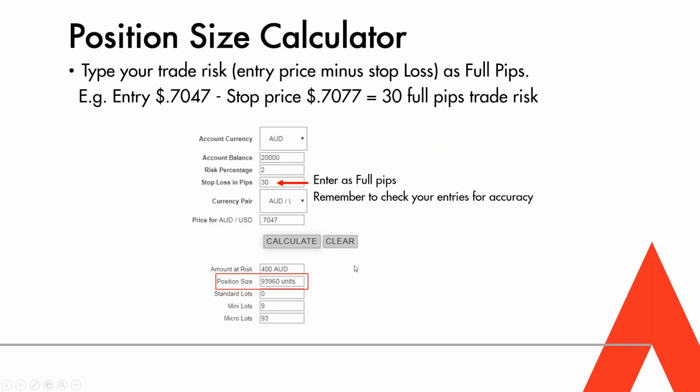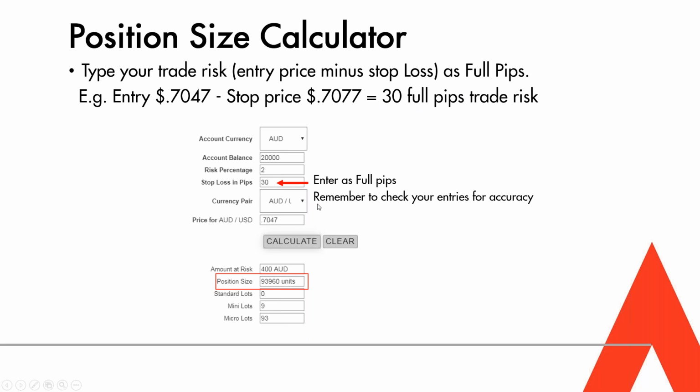So let's go through calculating our position size. Step one, I'm just using the position size calculator from the members area here to demonstrate this. So select our account currency, being Aussie dollar. Our account balance, just assuming a $20,000 account there, we want to risk 2%. And we've established that our trade risk is 30 pips. So you're entering at 0.7047. Stop loss above the peak is 0.7077. So the trade risk is 30 full pips. So put that in there.